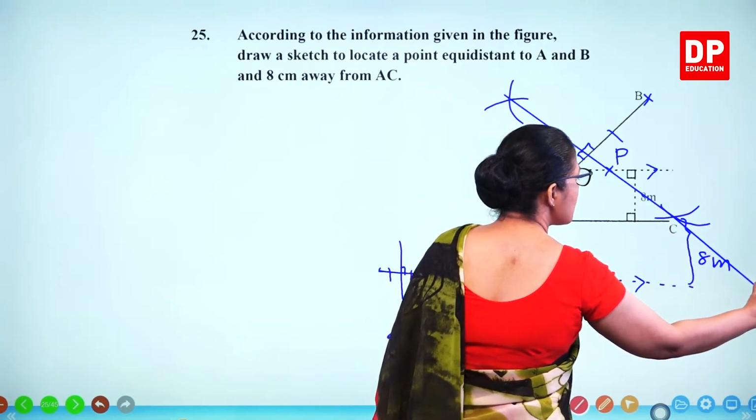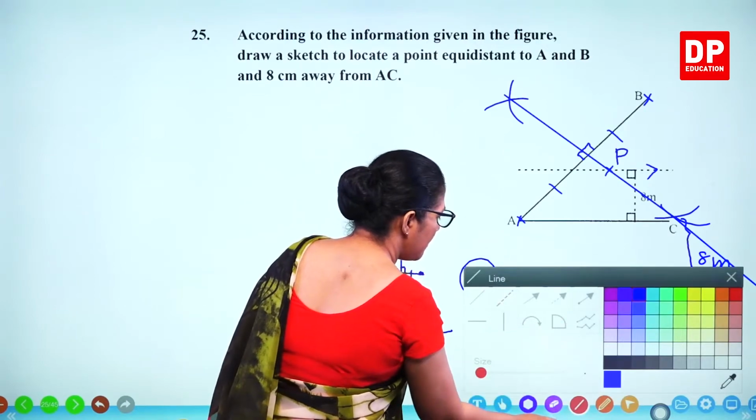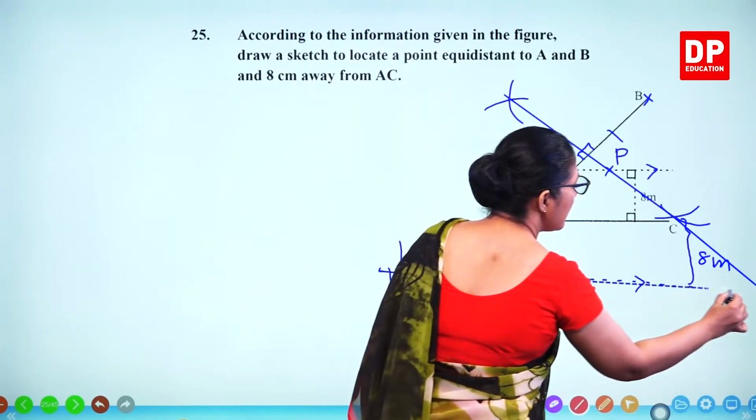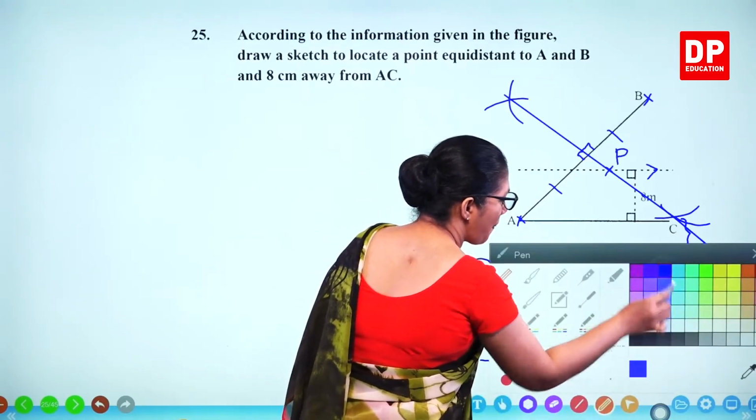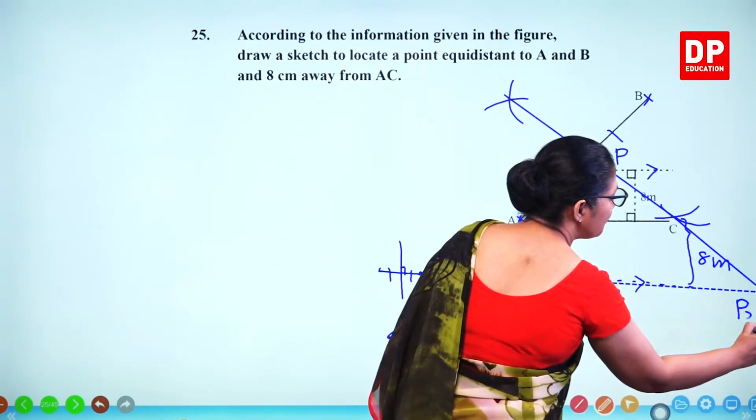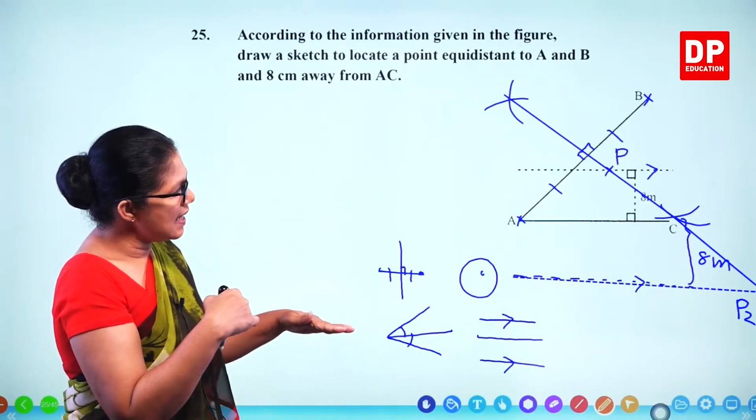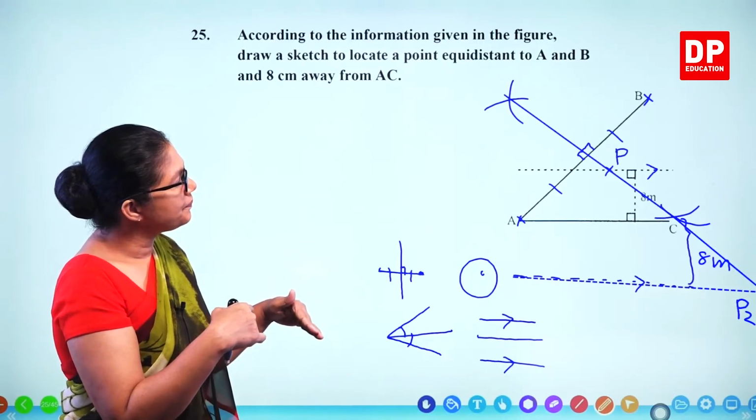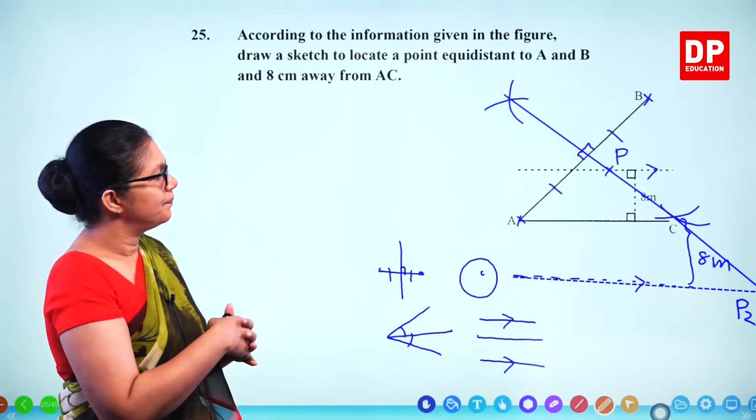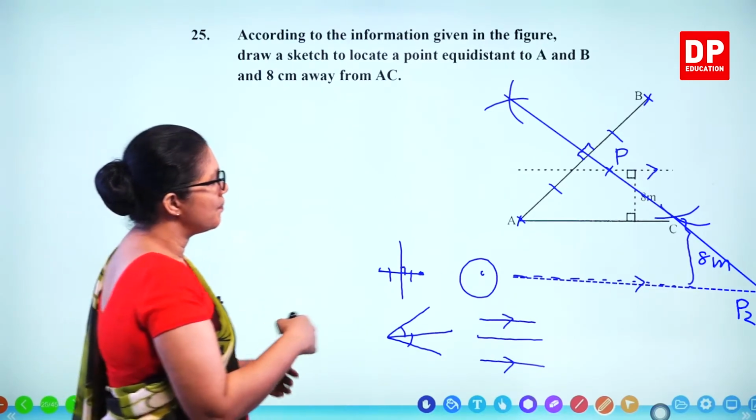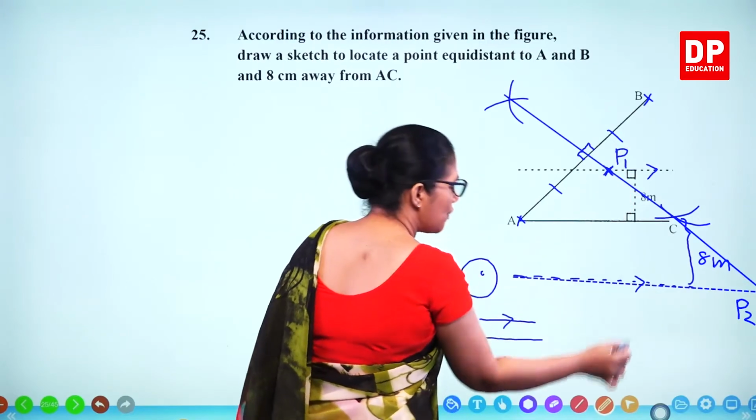So if you draw this broken line here, the intersecting point here is also possible. So you can say P2. So 8 from AC and equidistant to A and B. So I'll put P1 and P2. But if you mark this point, you get full marks.